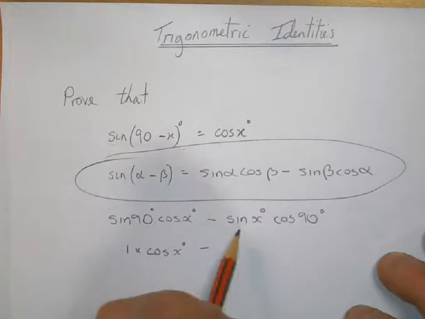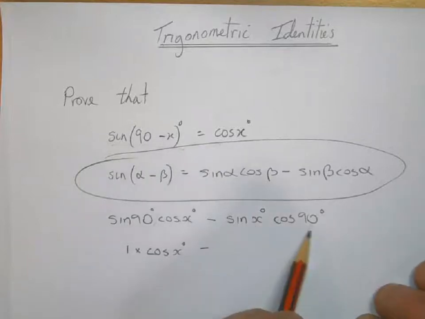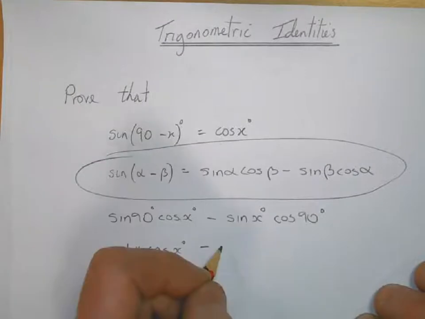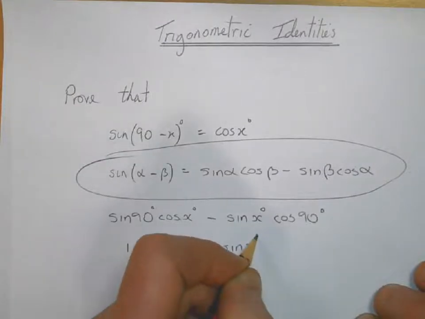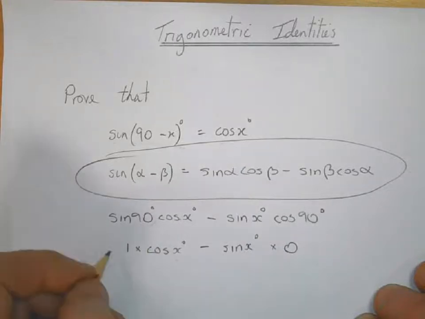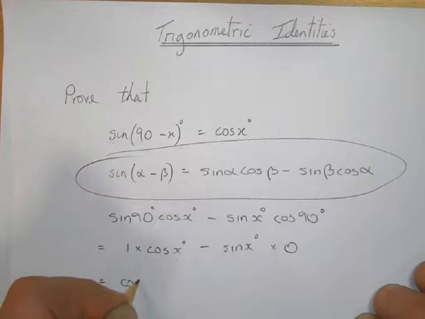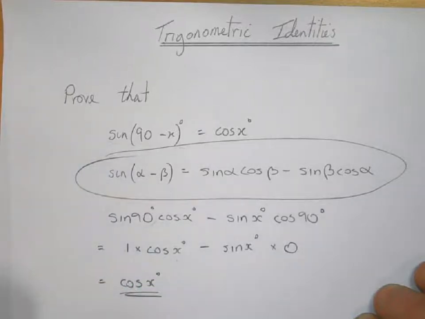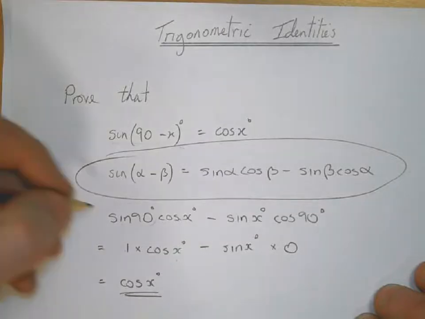And then sine x times cos 90, well the cos of 90 is 0, and 0 times anything is 0. So this bit all disappears, and all you're left with is 1 times cos x, which equals cos x. So that's how you can use the addition formula in trig identities.